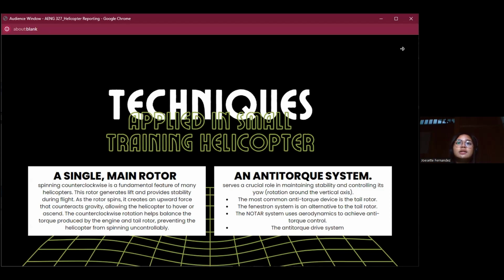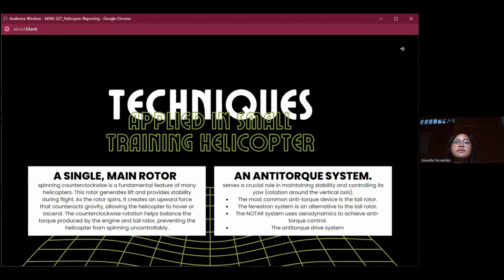The next one is the anti-torque system. An anti-torque system serves a crucial role in maintaining stability and controlling yaw rotation, the rotation around the vertical axis. There are four types of anti-torque system. The first one is the tail rotor. It is the most common anti-torque device. It is mounted on the helicopter's tail, and when the main rotor generates torque due to its counterclockwise rotation, the tail rotor produces sideways thrust to counteract this torque.